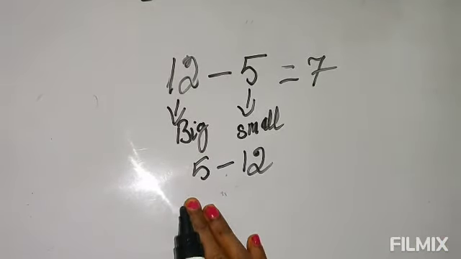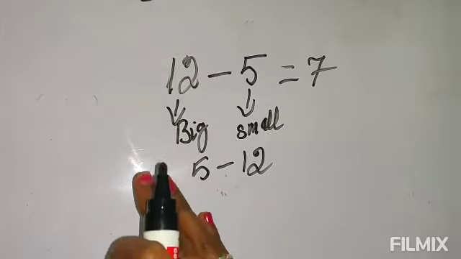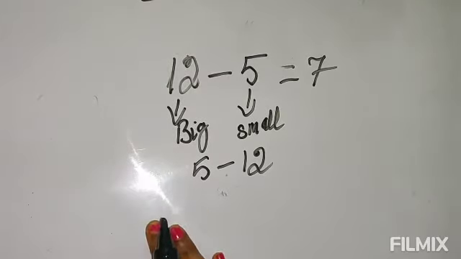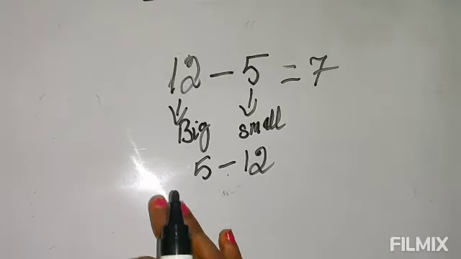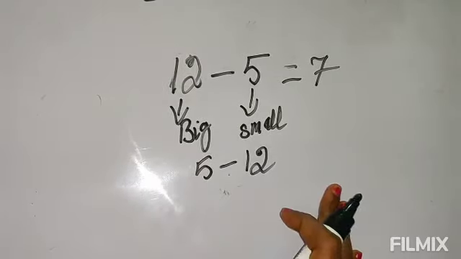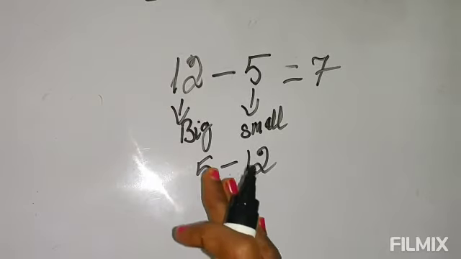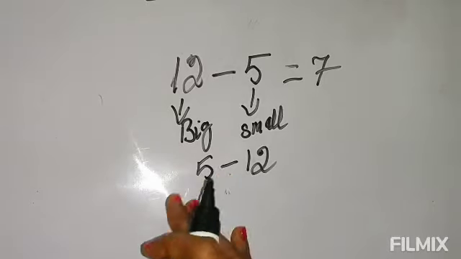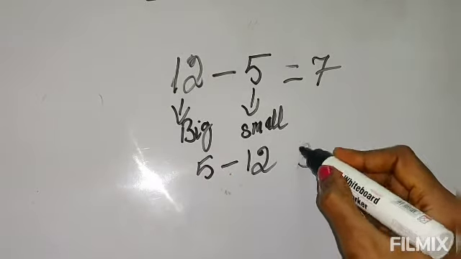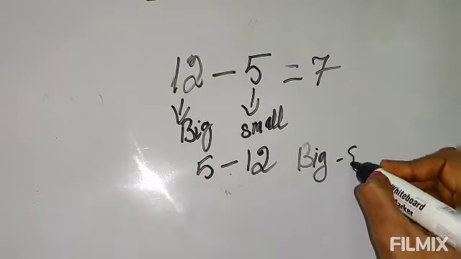So here the important thing is the bigger number should always be first. If the bigger number is not first, then you cannot subtract. Only if the bigger number is first can you subtract. So this is the first rule in subtraction. Always you have to minus the smaller number from the big number. The big number should be first, then the small number should be there.